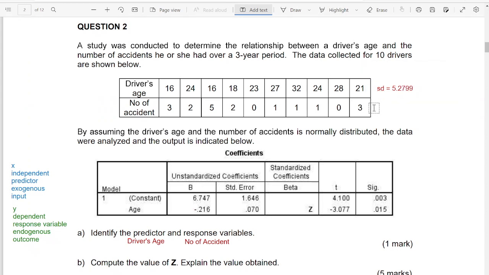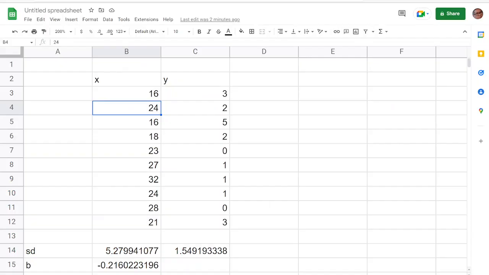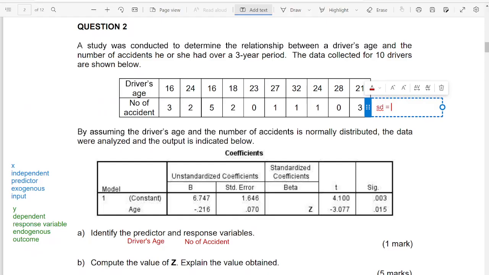And then for the second one, so this one is SD equal to, untuk Y, so we have 1.5492.